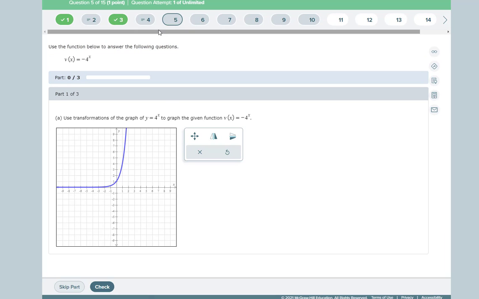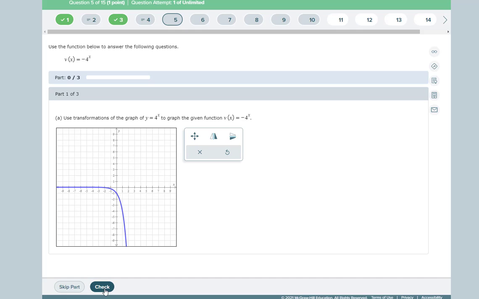So this time it took our 4 to the x function, which is, again, sketched here already for us. We want to use transformations to graph it. That negative is outside in the front, so that's going to reflect the entire thing over the x-axis because it's going to make all of our outputs negative. So it's going to go down that way. So we're going to click on the reflection button, and there we go. We got that. And that's it.